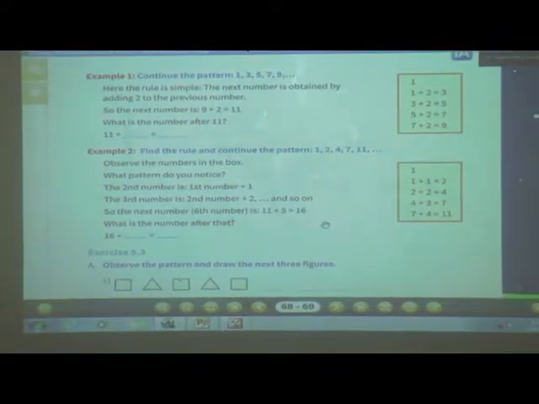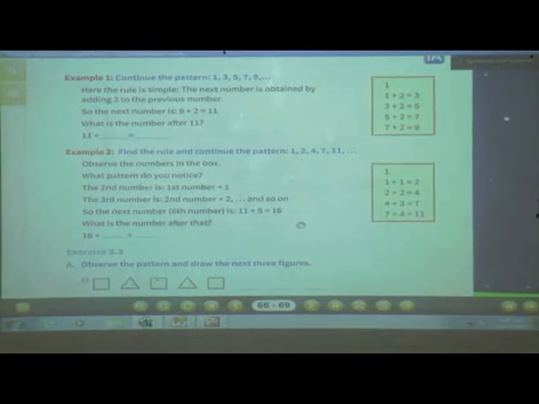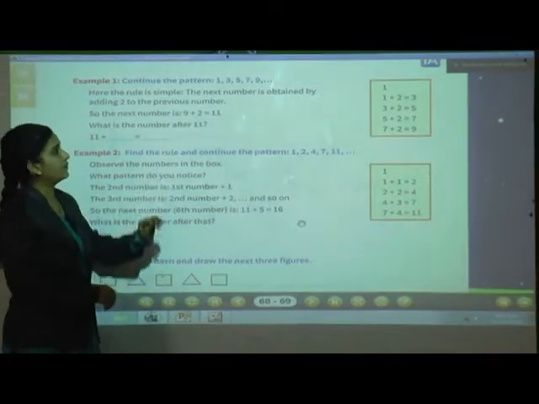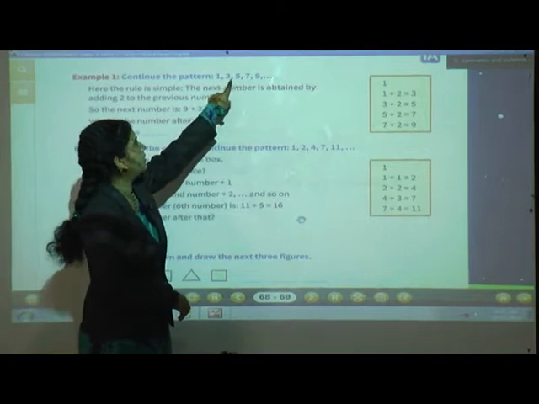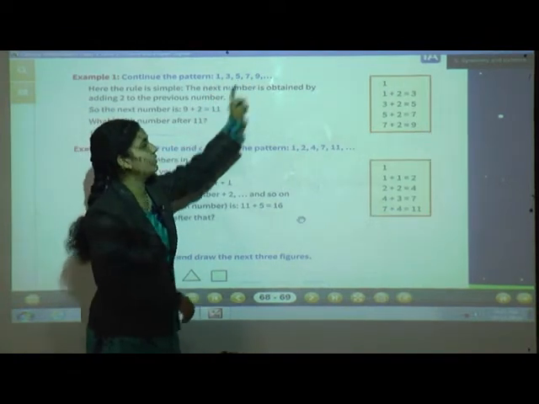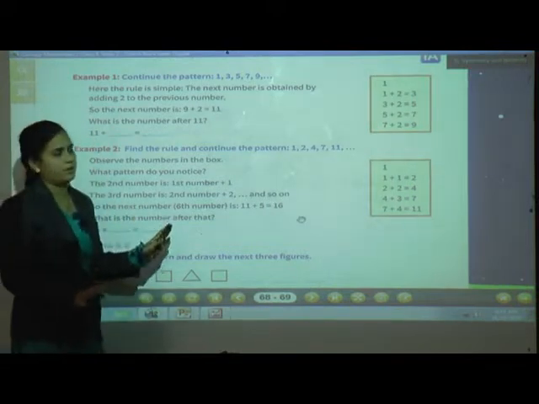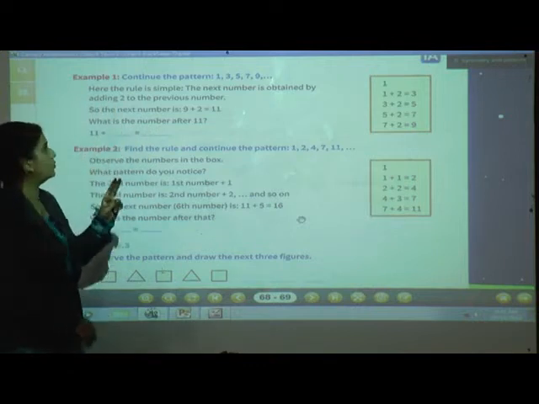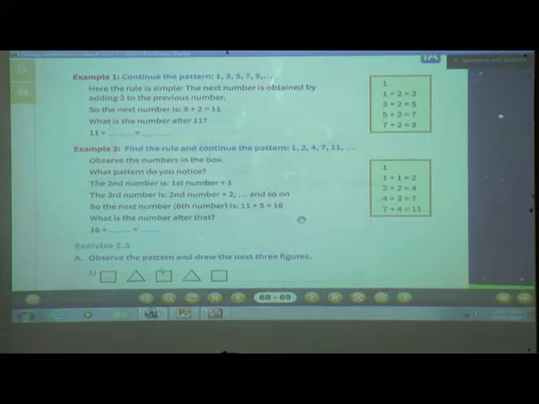See students, here they have given us some examples. Continue the pattern. Here they have given the numbers in pattern: 1, 3, 5, 7, 9. What do you observe students? Here the rule is simple. The next number is obtained by adding 2 to the previous number. So what will be the next number?